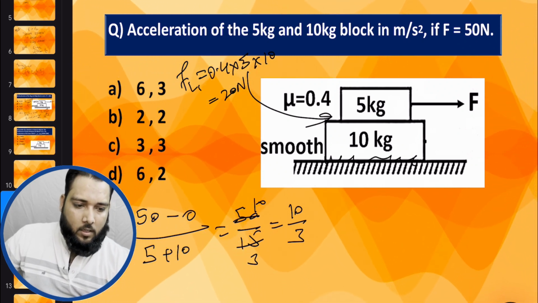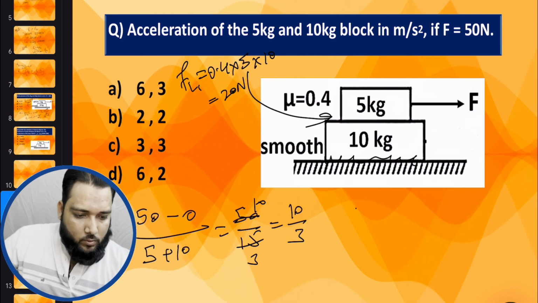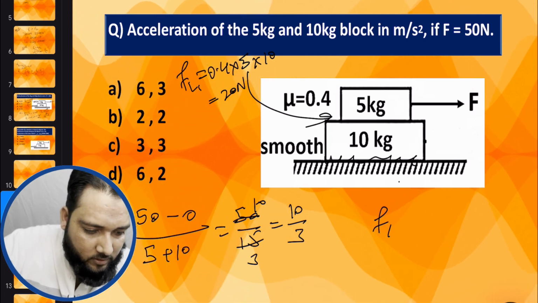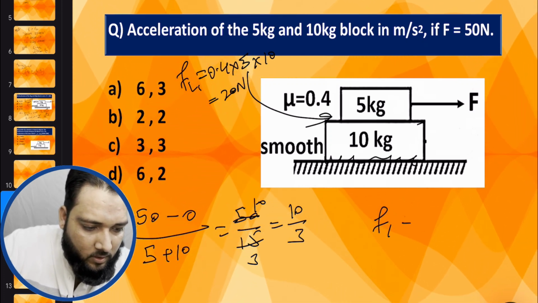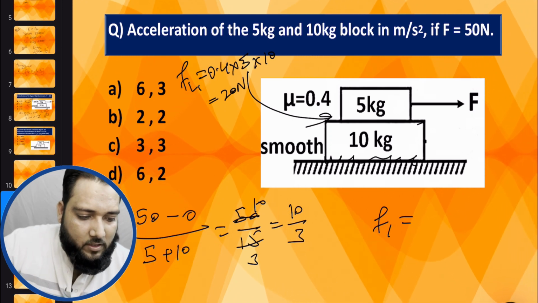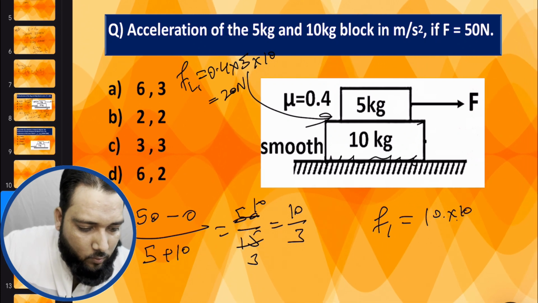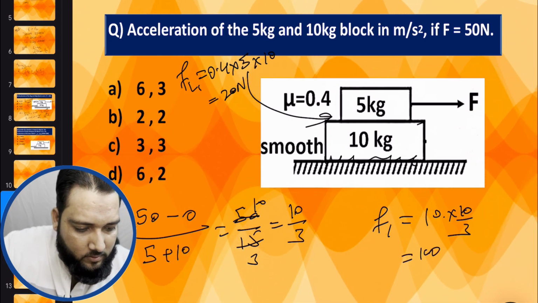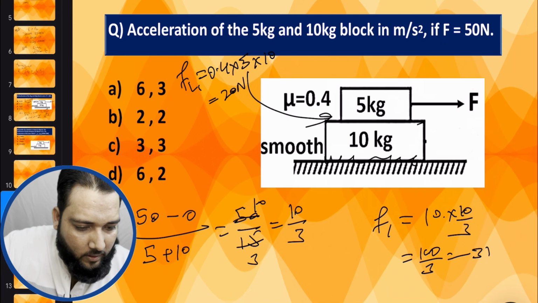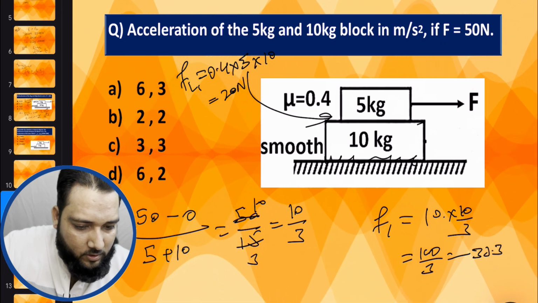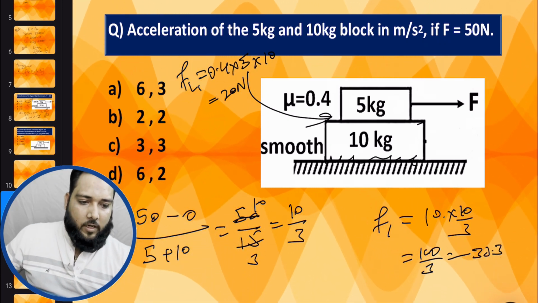Okay. Any confusion? No. So directly we can check the 10 kg block. F1 is responsible, only friction is responsible for moving. So F1 will be 10 into A, that is 10 by 3. So this will be 100 by 3, and this is coming, I think, 33.33. Are you getting my point?